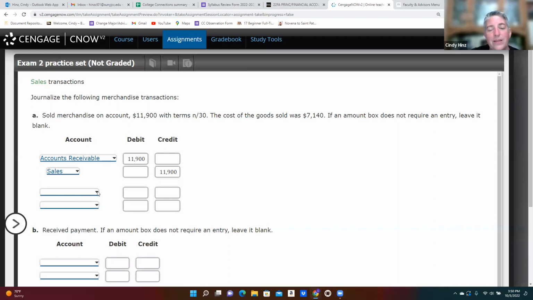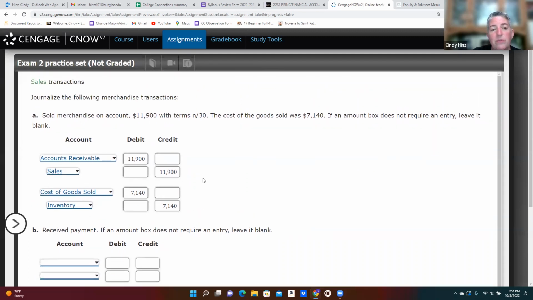The second part, because they do use a perpetual inventory system, is to report the cost of goods sold and to remove the cost of that sale from our inventory. We need to update the inventory to reflect we no longer have that merchandise that we just sold. If this company used a periodic inventory system, the first entry would look exactly the same, and they would not do the second entry because they don't update their inventory except at the end of the period.